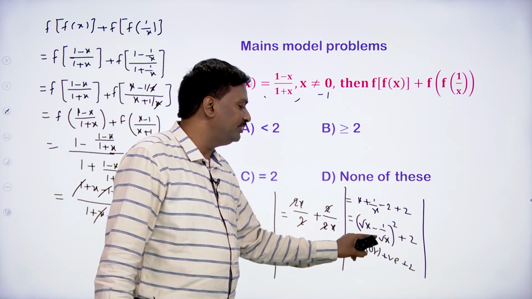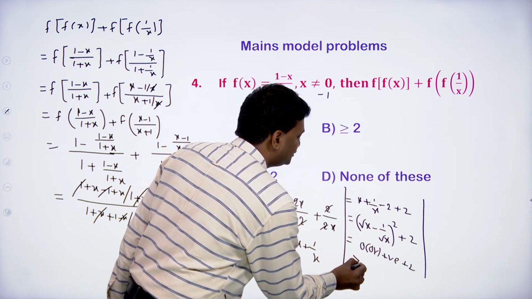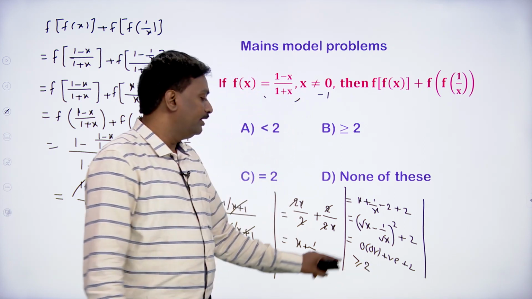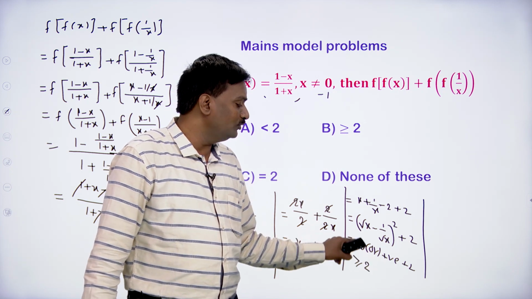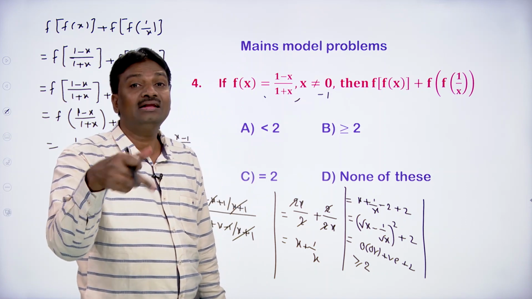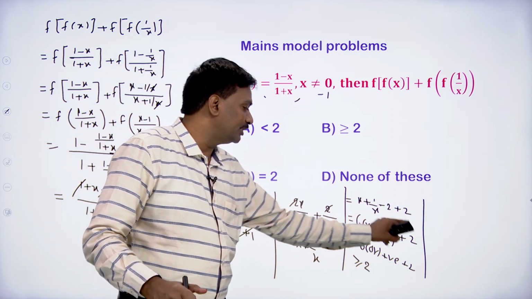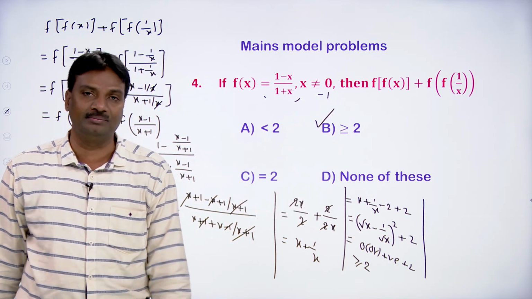So this value may be 0 or positive, this value is 2. So clearly this is greater than or equal to 2. If we take exactly 0, 2 plus 0, so equal to 2. If this value is more than 0, meaning positive, 2 plus some positive number is greater than 2. So that's why this expression is greater than or equal to 2. So that's why we can take option B.